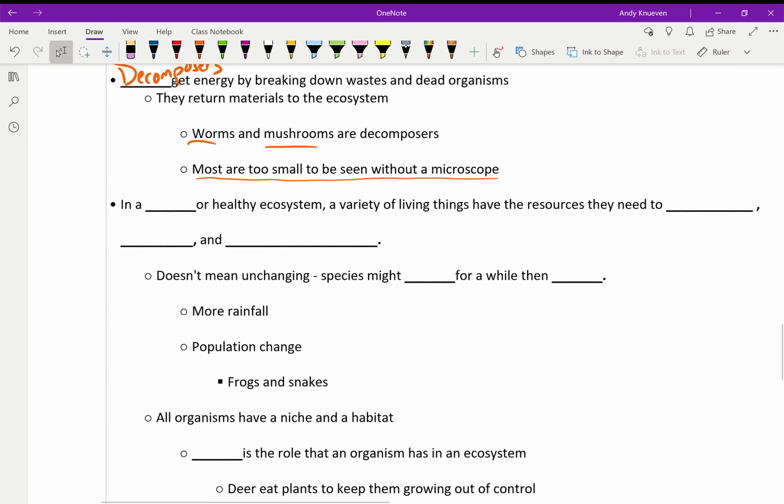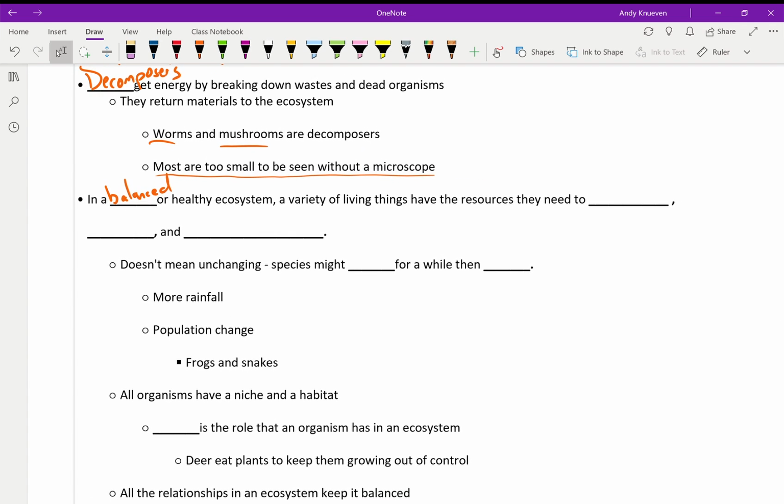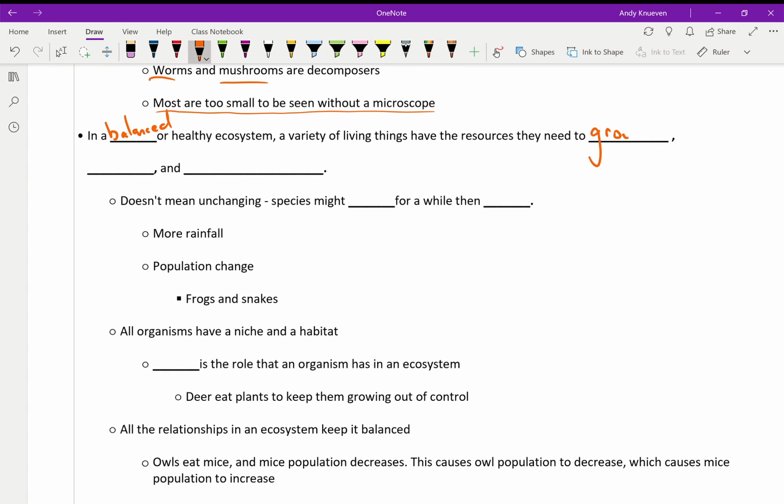So in a balanced or healthy ecosystem, a variety of living things have the resources they need to grow, survive, and reproduce. So without having all the things in an ecosystem to eat, things wouldn't grow. Without having shelters and things that they would need to survive in, things would die out. So they need a balanced or healthy ecosystem to survive. And without other organisms of that species, they could not reproduce to repopulate in that area.